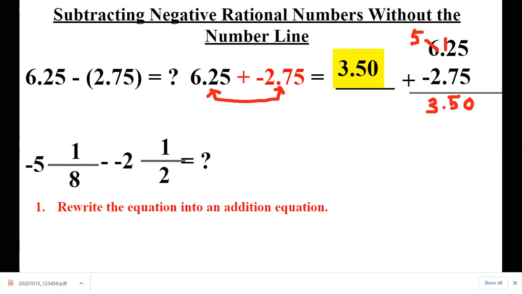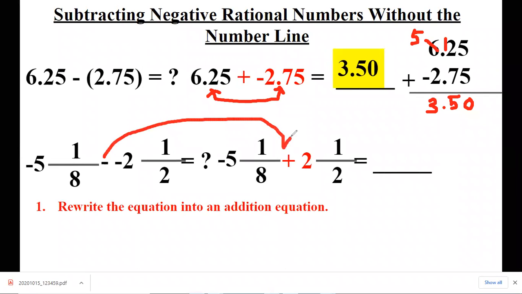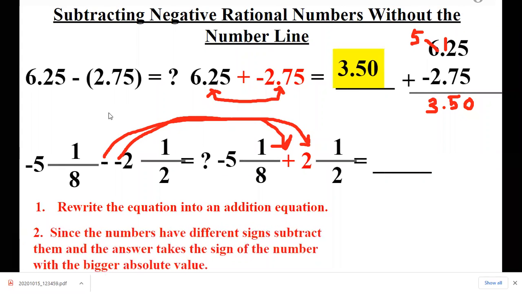Okay, so we're going to rewrite it as addition. Negative 5 1/8 stays the same. The subtraction sign that's over here becomes an addition sign. And since this is a negative 2 1/2, it becomes a positive 2 1/2. Now that I have that, I see that I have a negative number and I'm adding a positive number. So I'm really subtracting the two numbers. So I have negative 5 1/8, and I'm going to subtract 2 1/2 from that.